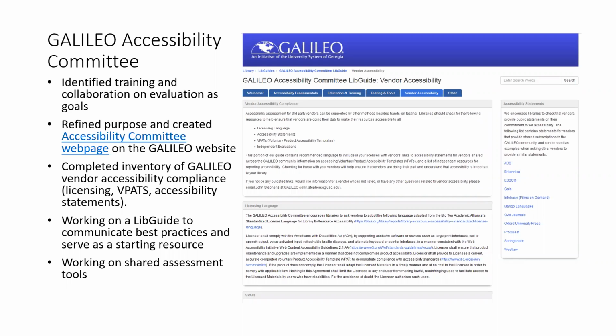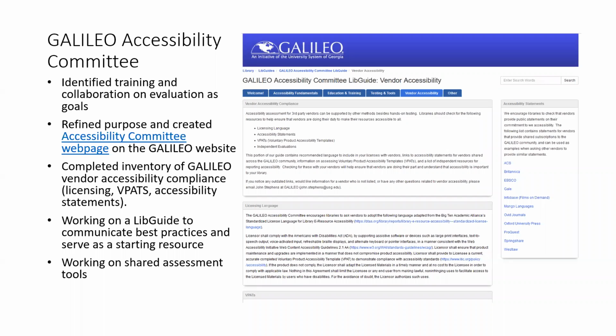And now going forward, currently in progress and going into next year, we're working on a LibGuide to help communicate best practices. You can see a screenshot of that over here on the right side of the screen. This one, the tab here, it's a work in progress. It's not published yet. It will be within the next couple of months. The tab here is the one on vendor accessibility, which essentially describes that inventory that I just mentioned. Making some recommendations on that. The LibGuide will have lots of other information here.